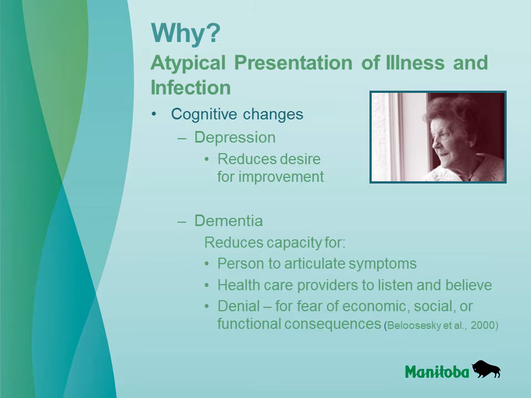Some older people with mild dementia deny illness for fear of economic, social, or functional consequences. For example, they may be afraid of having to leave their home or go to hospital. And that's a very real fear.